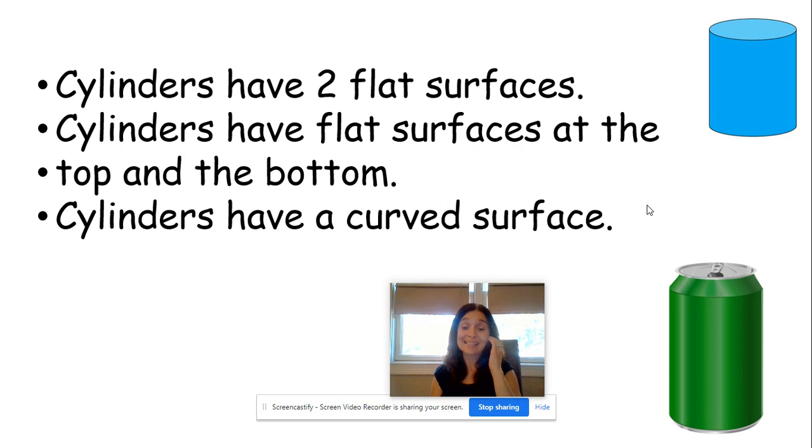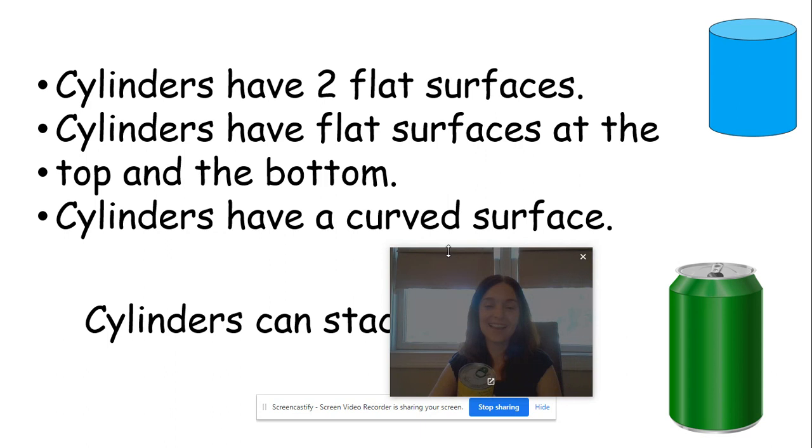Do you think we can stack a cylinder? We could, because it has flat surfaces, right? Another can could go right on top and they would stack. Can a cylinder, let's see the answer. Cylinders can stack, right?